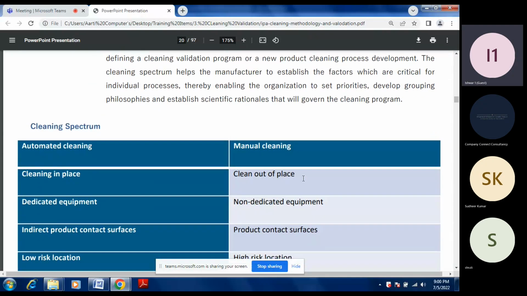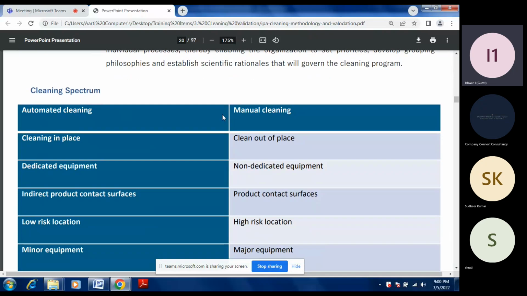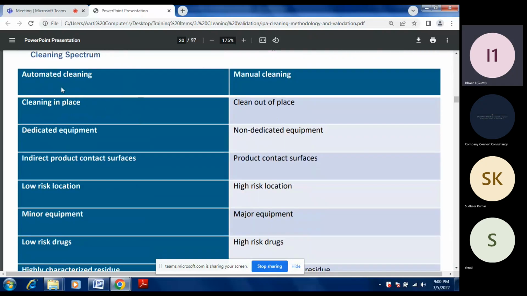Now, as in earlier sessions we discussed the manual and automated cleaning methods, what is the difference and advantage of each method? In the case of the automated method, cleaning is in place, and in the manual cleaning method, cleaning is out of place. The automated cleaning method is performed for dedicated equipment, and the manual cleaning process is followed for non-dedicated equipment.